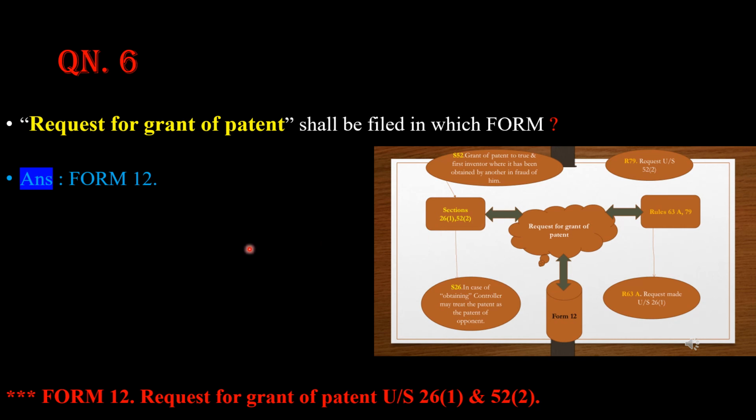Fine. So form number 12 is, briefly, a request for grant of patent, and when we go more specifically, the title is request for grant of patent under section 26 subsection 1 and section 52 subsection 2. Fine. I hope it is clear now.